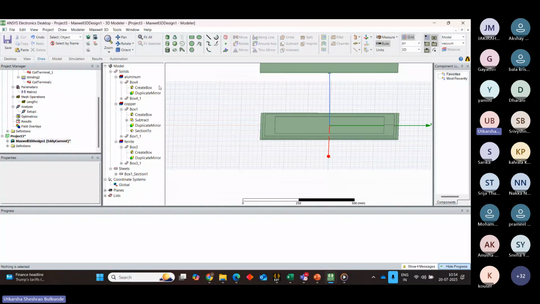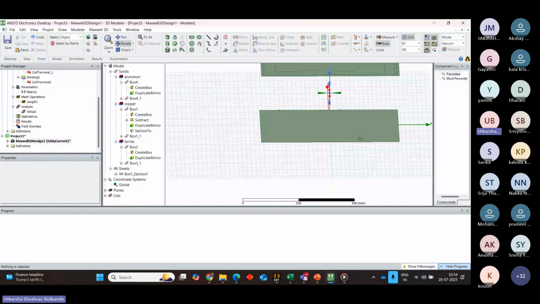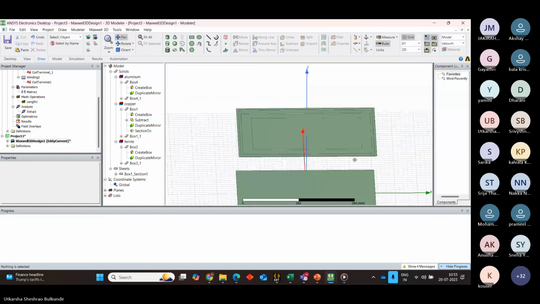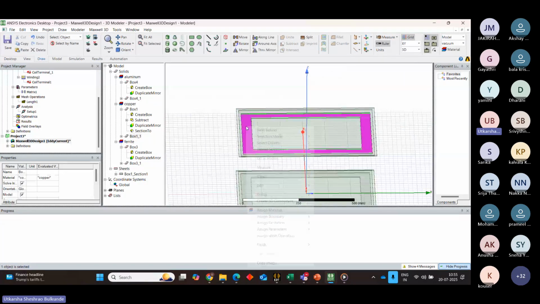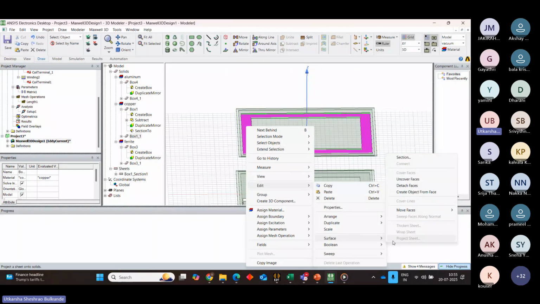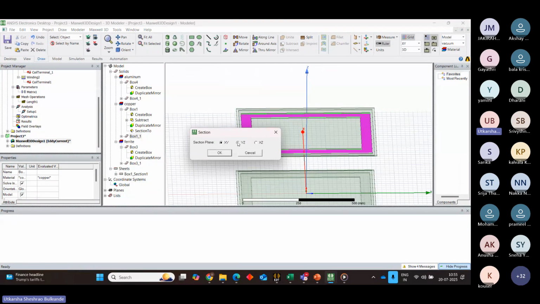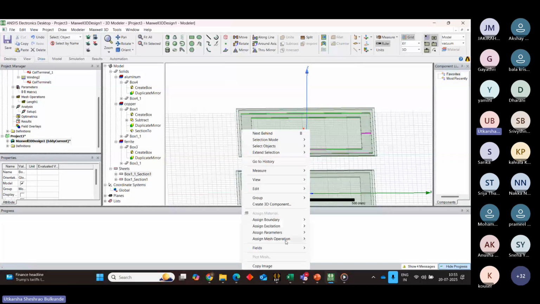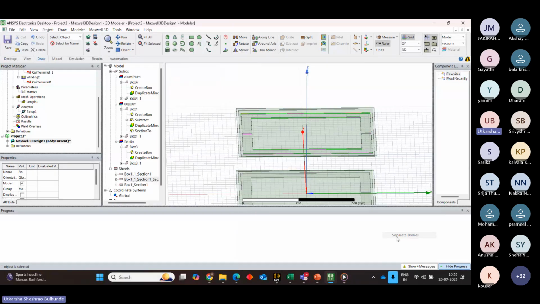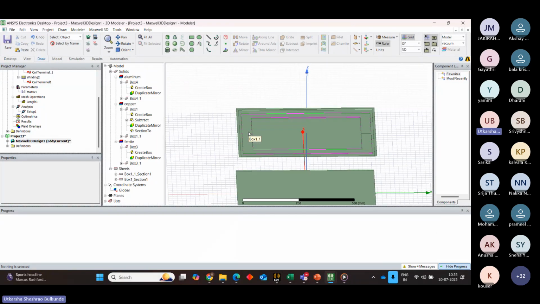Similarly, for the above coil, you will do the same. Select the coil, edit, surface, section, YZ. Okay. Now edit, boolean, separate bodies, and one you will delete. So now you just have one section in your transmitter and receiver coil.